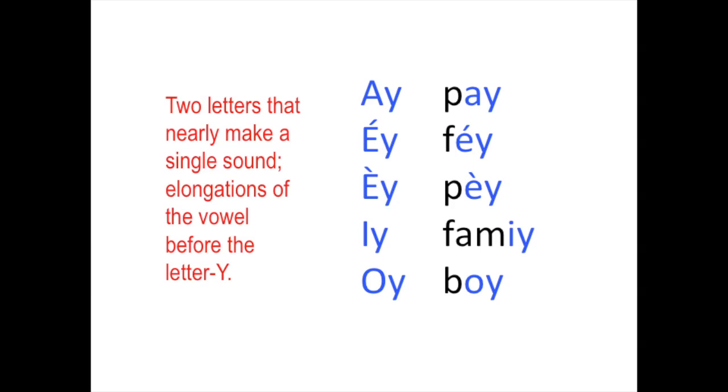Number two here we have E acute Y. Our example is fey. Fey is one of the ways we say leaf. The third one sounds very similar to the second. It's the short E sound because it has a grave over the E. And we hear it in words like pay. Pay is the present tense conjugation for the verb payer, which means to pay. So mo pay means I pay.